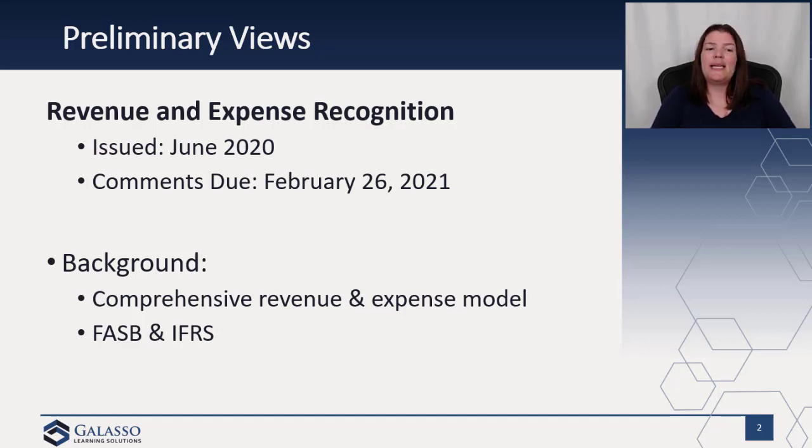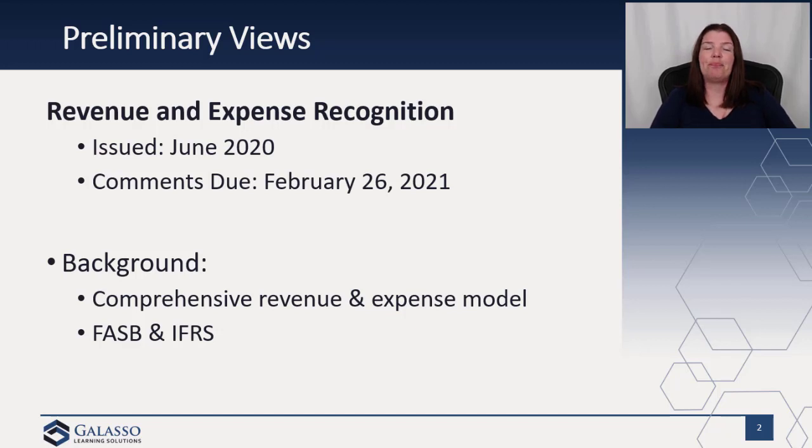So a little bit about this, it is a comprehensive model. It covers both revenues and expenses. So both IFRS and US GAAP as issued by the FASB have gone down this path already, right? So we already have topic 606 by the FASB for revenue recognition. However, both IFRS and FASB only addressed revenue recognition. GASB took on a much loftier project by addressing both the revenue and the expense model at the same time. So this is a very large undertaking, and it is really interwoven.